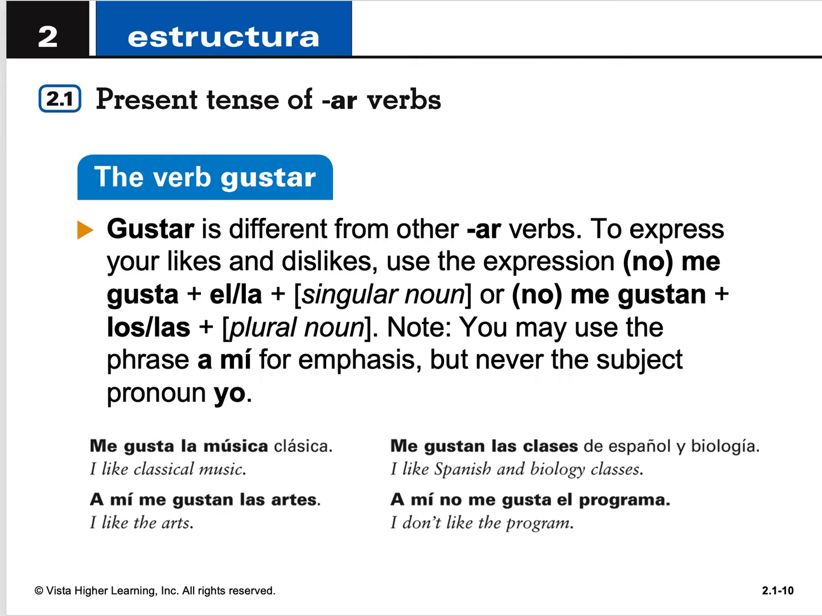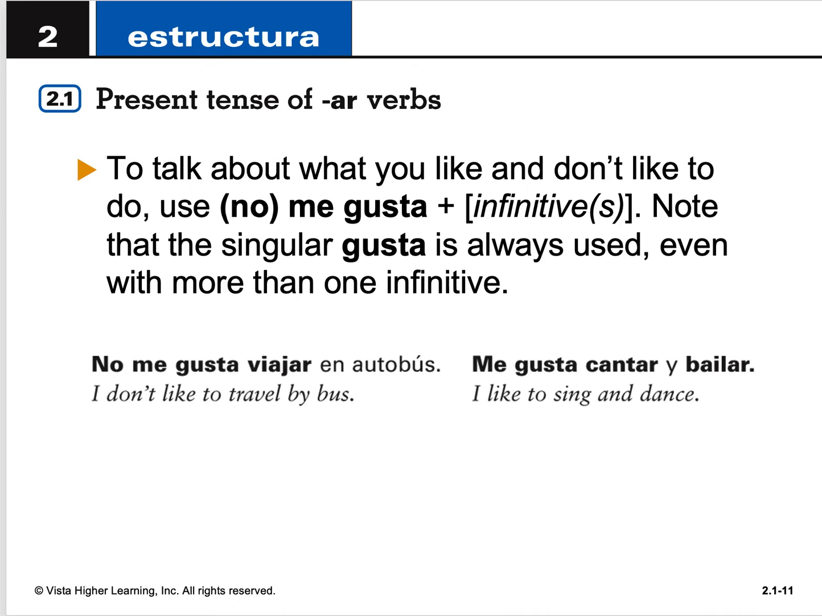Could be me gusta la música clásica. Música clásica is singular, so that's why it's gusta. If you want to say, a mí me gustan las artes, it's gustan because las artes is plural. Same thing with las clases, that's plural, so the verb becomes me gustan. And then last, the program is singular, so me gusta is the form that we would use there.